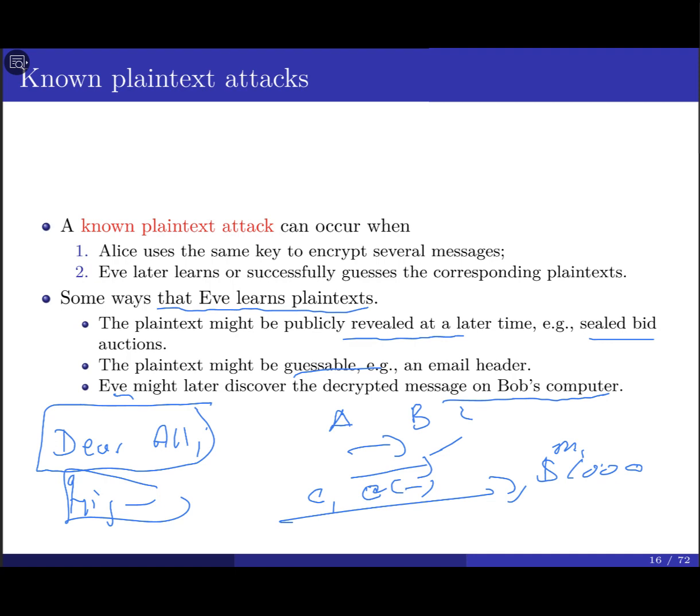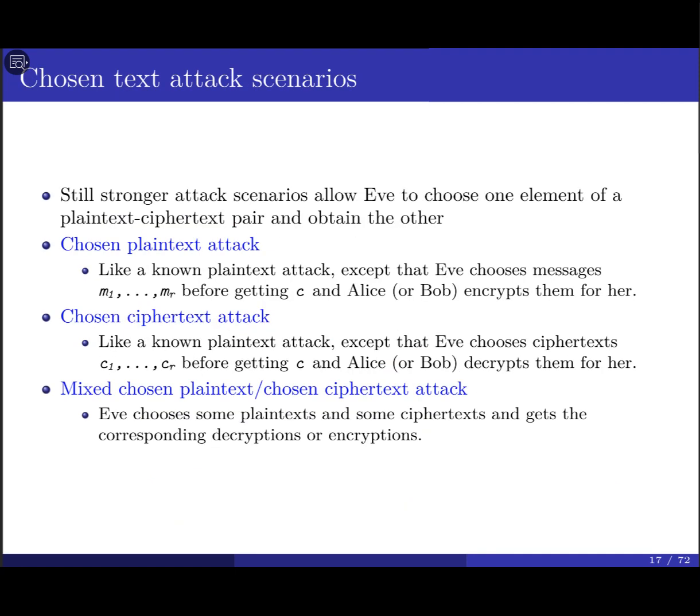The third type of the attack here. Now, I'm still talking about the extra piece of information, which is the sequence of plain text ciphertext pairs. For the known plain text attack, it's going to be known in advance. For the chosen plain text attack, there is another scenario.